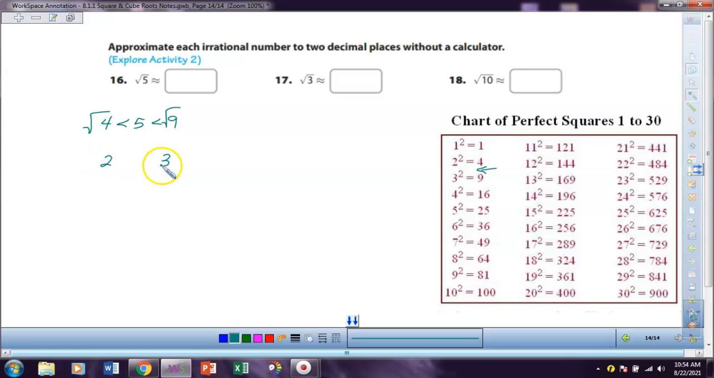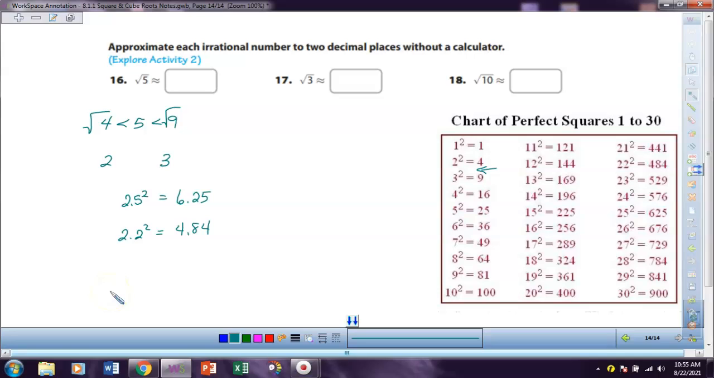Now I have to decide what's going to be the closest. So if I take, let's do 2.5, and I square it, that's going to give me 6 25/100. That's kind of large, isn't it? Because 5 would be quite a bit smaller, so I know I want to go smaller. So let's try 2 2/10 squared. That gives me 4 84/100.